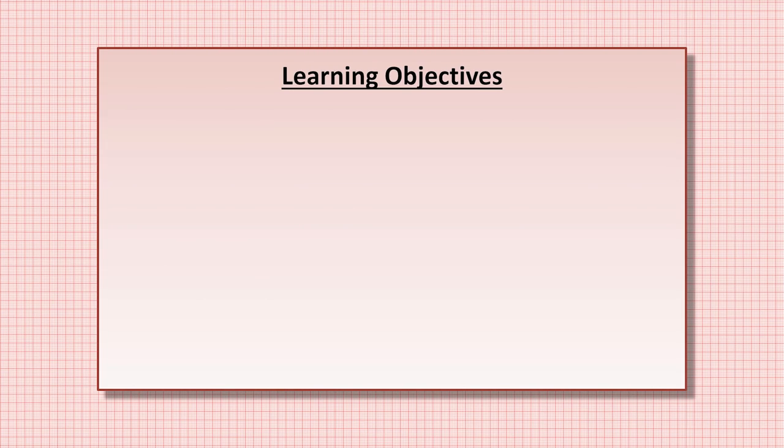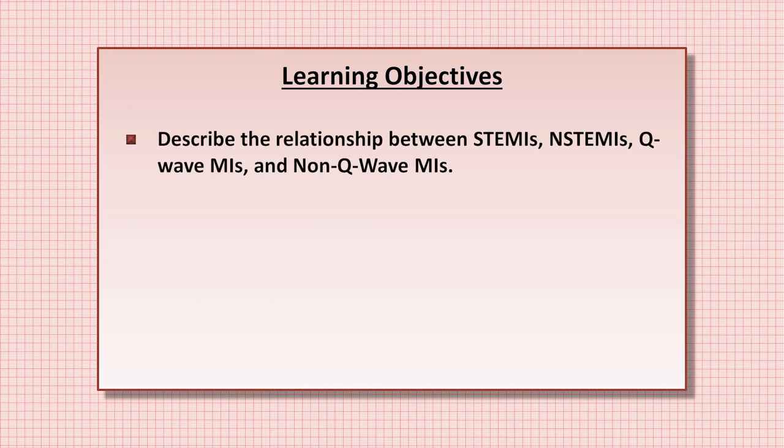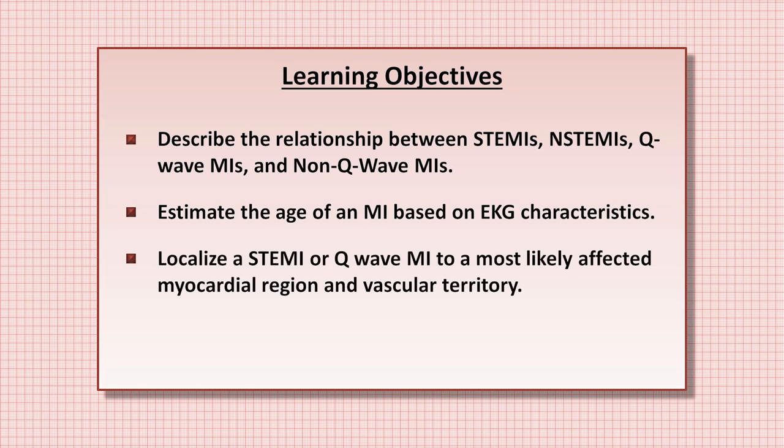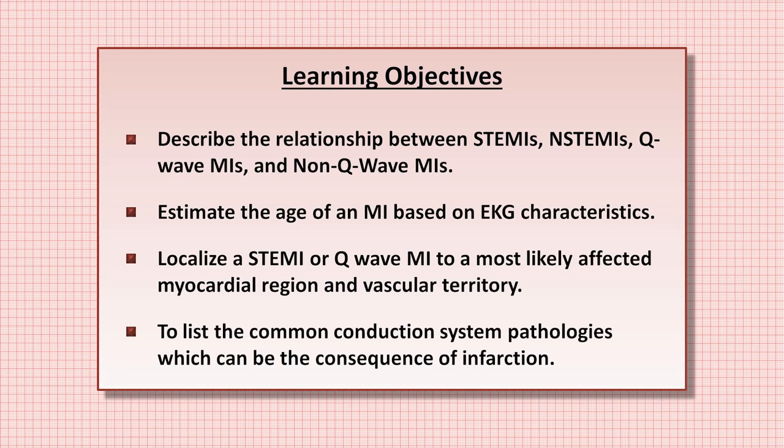The specific learning objectives are first, to describe the relationship between ST elevation MIs, or STEMIs, non-ST elevation MIs, or NSTEMIs, Q-wave MIs, and non-Q-wave MIs. Second, to estimate the age of an MI based on EKG characteristics. Next, to localize a STEMI or Q-wave MI to a most likely affected myocardial region and vascular territory. And the last, to list the common conduction system pathologies which can be the consequence of infarction.